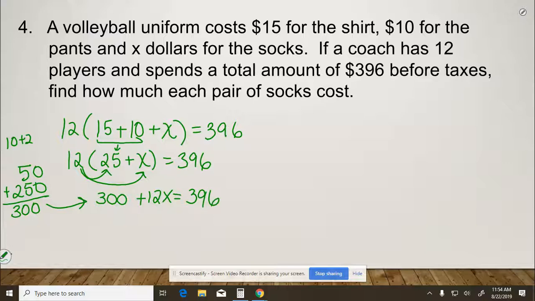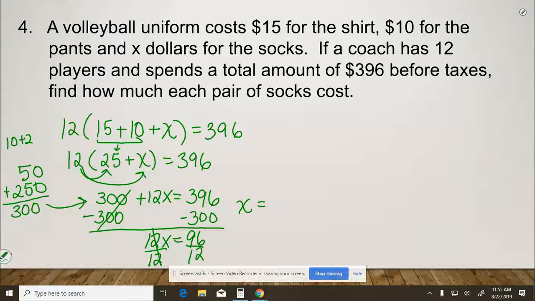Get rid of the constant by subtracting 300 from both sides, resulting in 12x equals 96. Then divide by 12 and find our answer. Now, again, this is multiples of 12. So if you want to count it by 12s until you get to 96, be my guest. Okay? If you know it, awesome. If you need a calculator, fine. But challenge yourself. If time is not a factor, try to see if you can do it without a calculator.